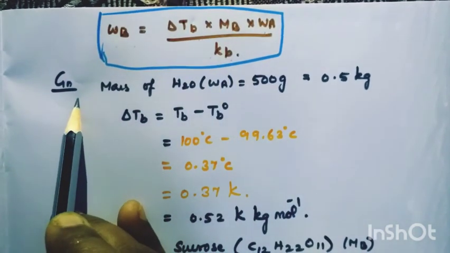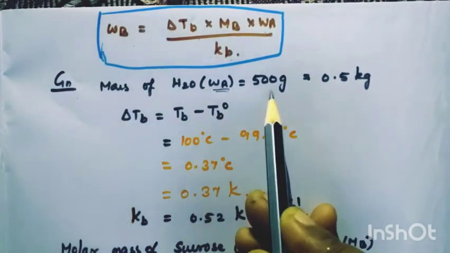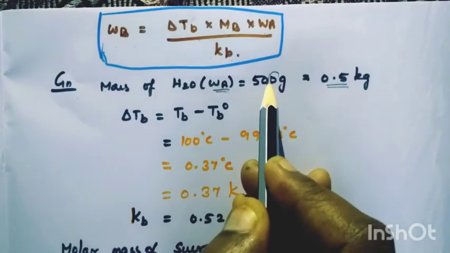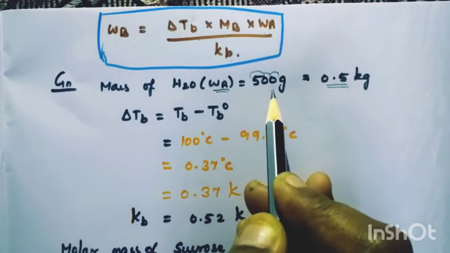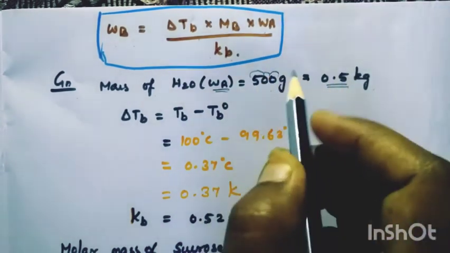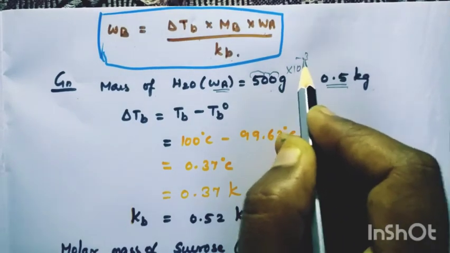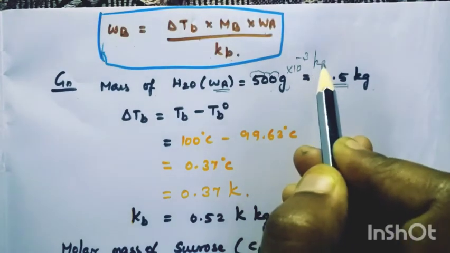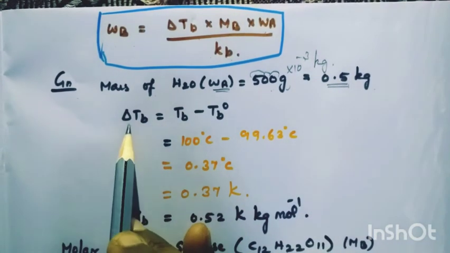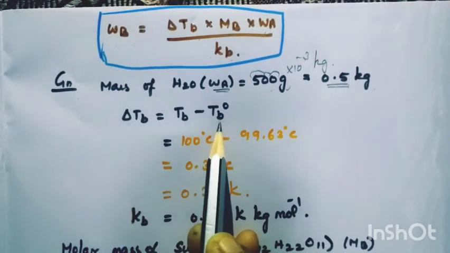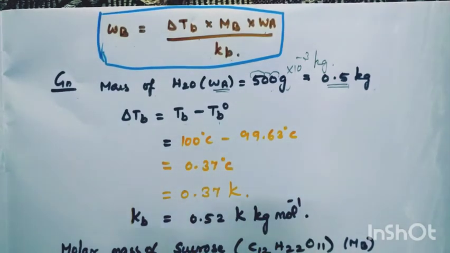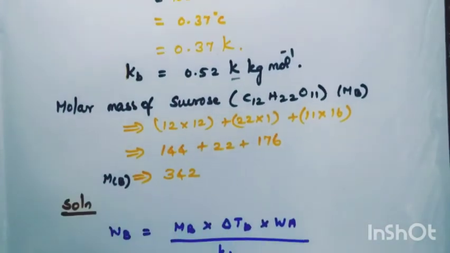What are the details given here? Mass of water is given 500 grams. So, convert this into kilogram, divided by 1000. So, 0.5, that is 0.5 into 10 power minus 3. So, kilogram into kilogram. So, delta TB is equal to TB minus TB naught, 100 degree minus 99.63. In that K value we have Kelvin, no? Directly convert this into Kelvin. So, KB equal to given Kelvin.